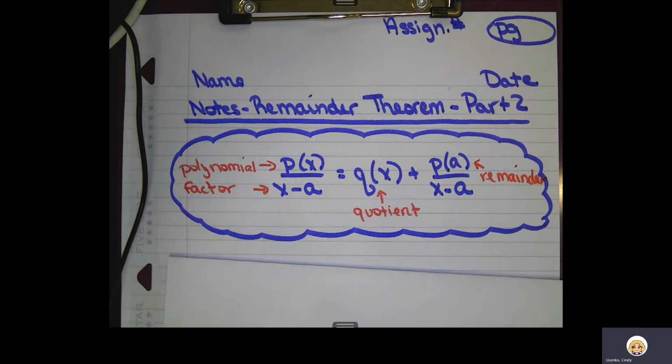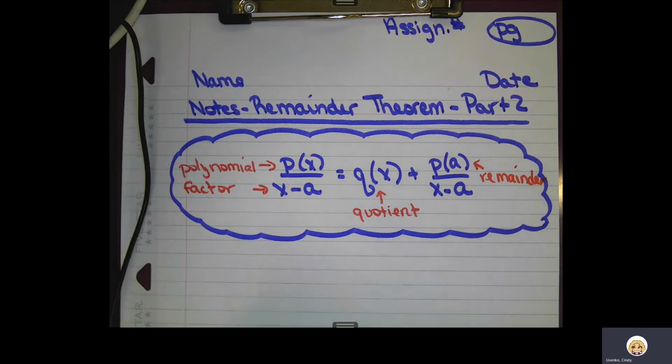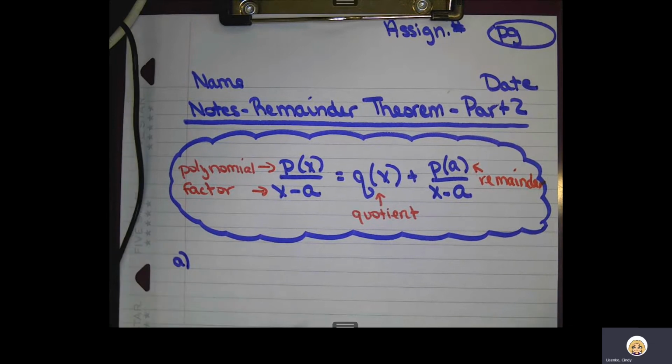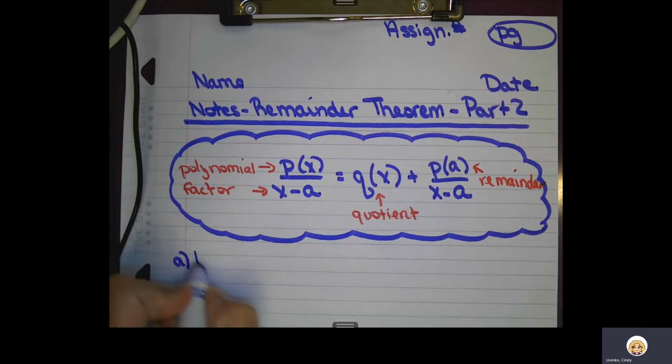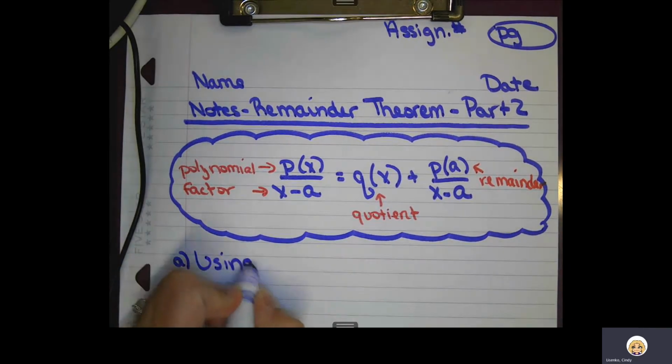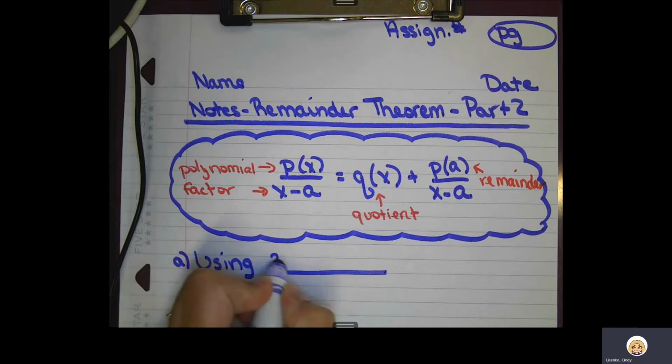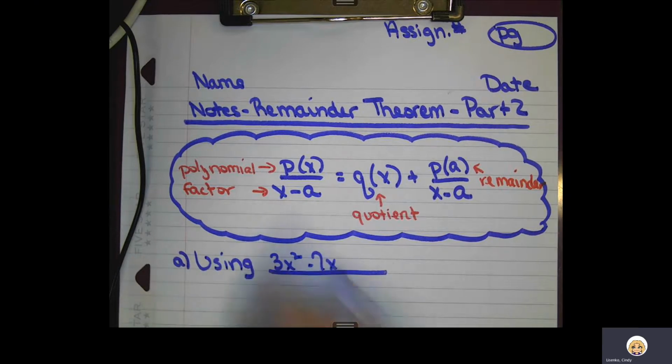So what I want to do is take it a step further, and I want you to notice something about when we get a remainder of 0. So here's our first example. Can you write example A? And can you write using, and we're going to have a fraction here. On the top of it, we're going to put 3x squared minus 7x minus 20. And underneath it, we're going to put x minus 4.